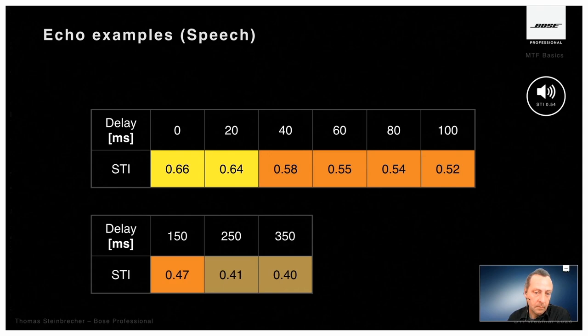Right, and this is what is typically considered as being something like a fringe case. So from 80 milliseconds on, roughly, typically echoes are regarded as being disturbing the actual speech. We continue with 100 milliseconds. 100 milliseconds, that is 30 meters path length difference.